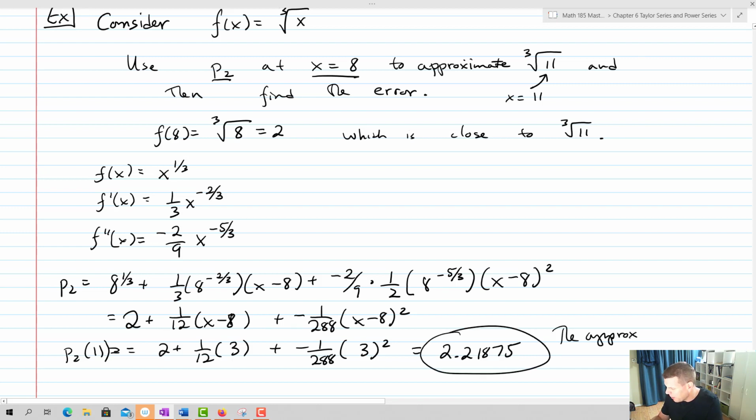So in order to find that approximation, what I did was find the Taylor polynomial that I was looking for, P2, centered at whatever point I thought was good, in this case 8, which was close to the cube root of 11. And then once I found that Taylor polynomial, I just plugged in the value for x, and that gave me my approximation.